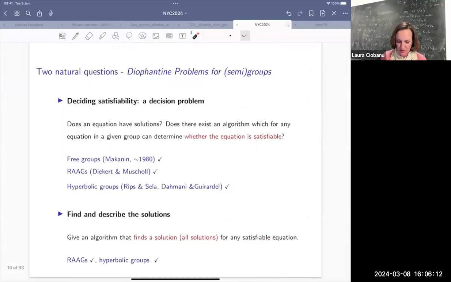The second question, which I won't say very much about, is that if you have solutions, you might want to know what they look like, so describe them. In, say, RAAGs and hyperbolic groups, we have ways of producing the solutions. So these are the two basic questions, two natural questions. I think they've been called Diophantine problems in the literature. You can ask them for semigroups, not just groups, and I will bring that in a bit later today. But this is the classical setting.